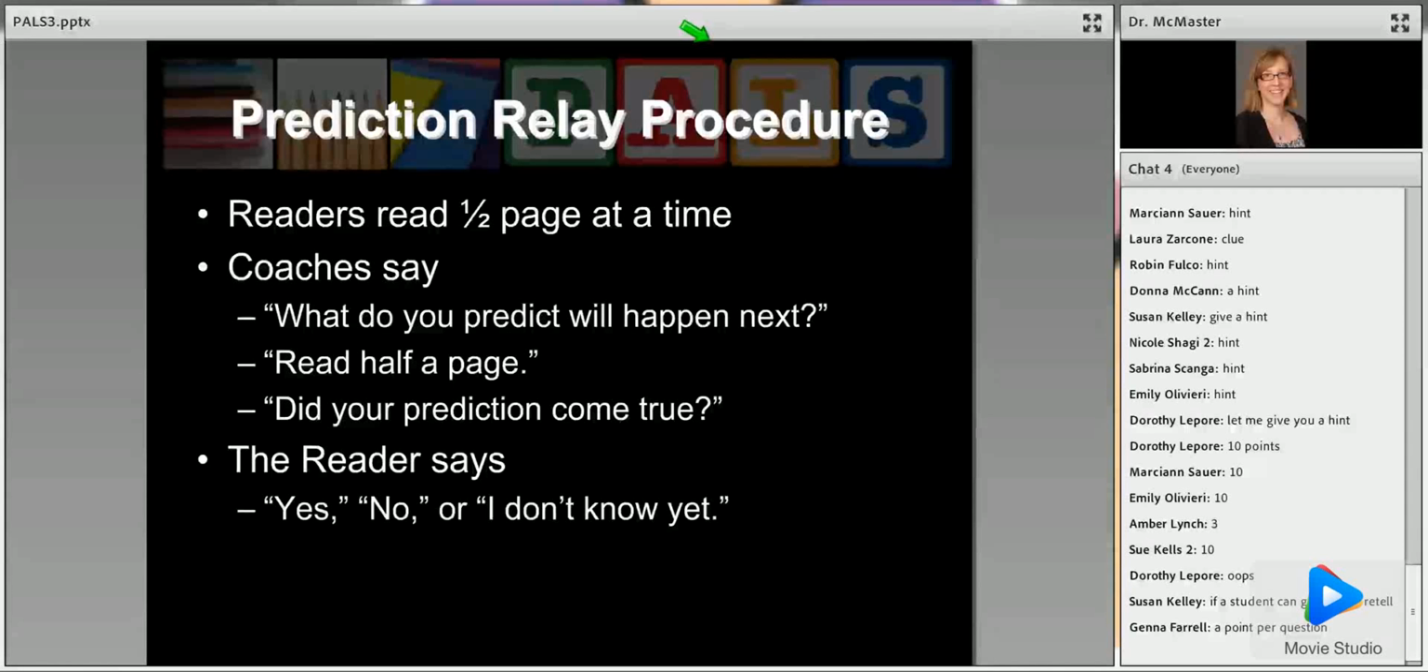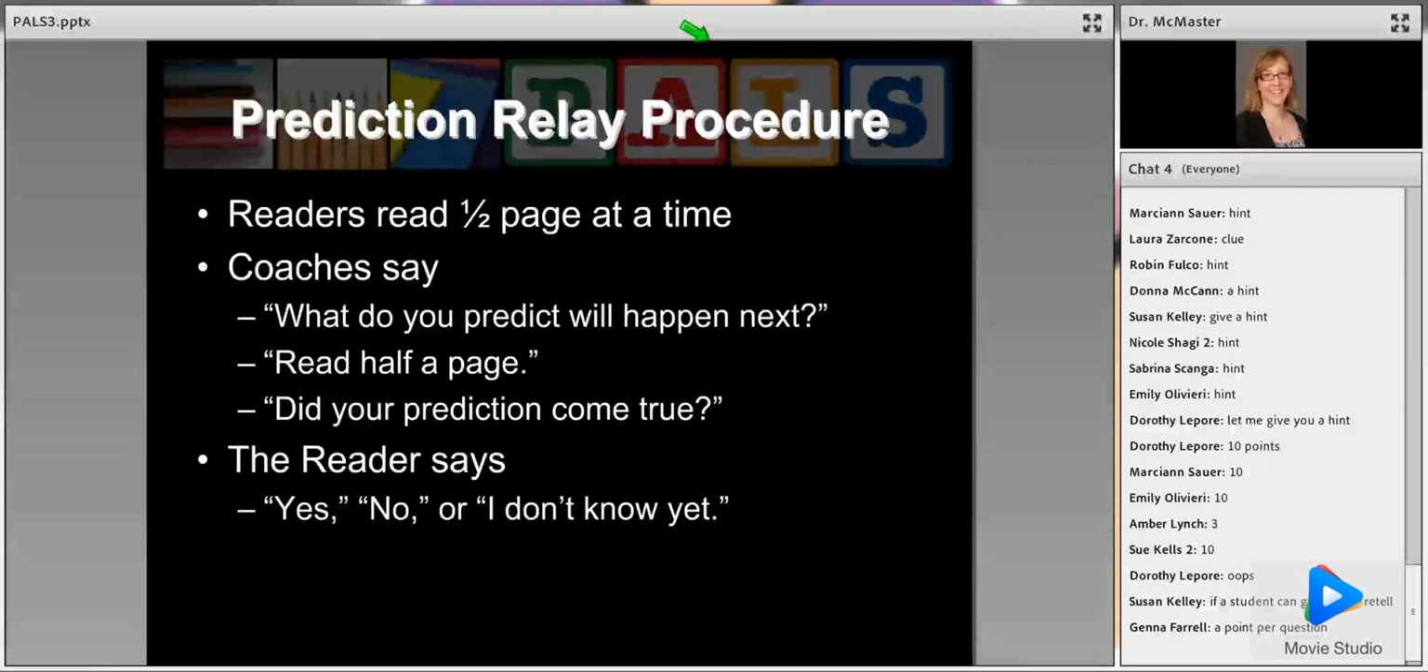And when they ask that question, the reader can say yes, no, or I don't know yet. So yes, if their prediction came true, no, if it did not. But sometimes they don't know because they might have made a prediction and it's still not clear whether that prediction will come true.